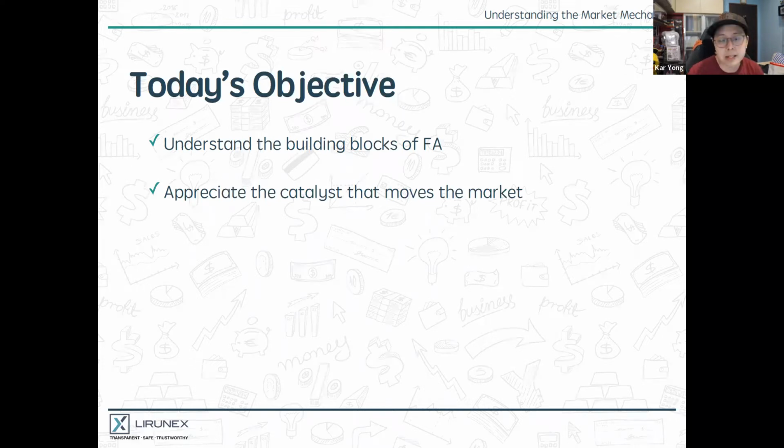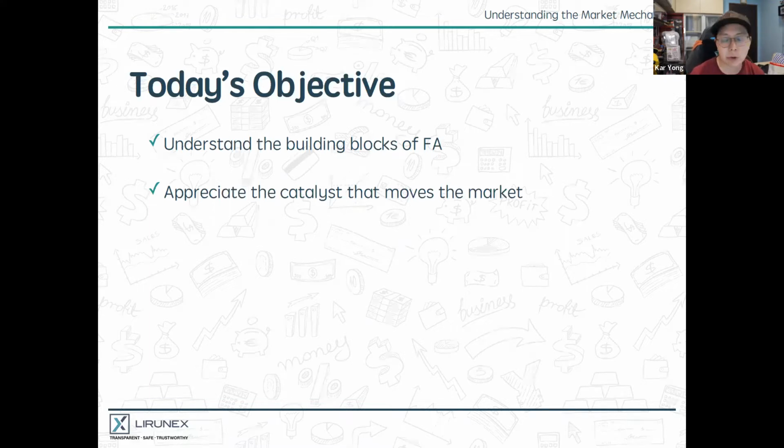Some of the catalysts that move the market. Sometimes you might be looking at the chart and wonder, how come suddenly the market moved a lot? Just like last week, especially closer to the end of last week, we had the dollar strengthening quite significantly, right? So if you don't understand fundamentals in a certain way, you might be wondering, how come? What causes the dollar to suddenly strengthen so much? Okay, we'll talk about it today.